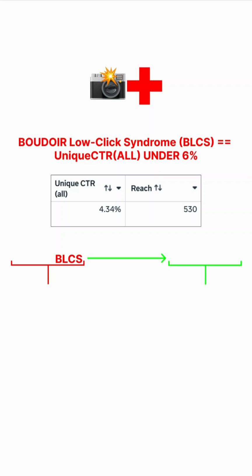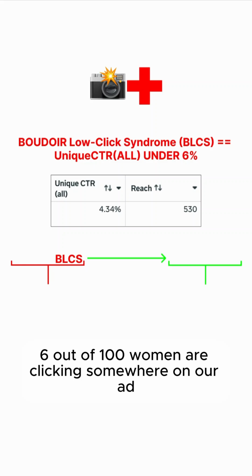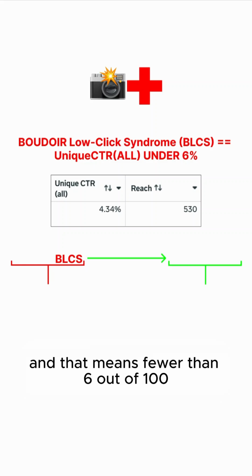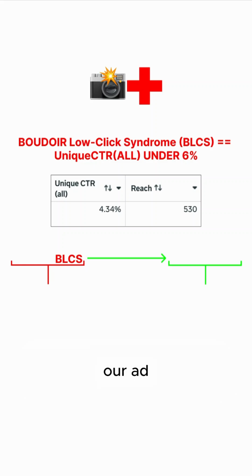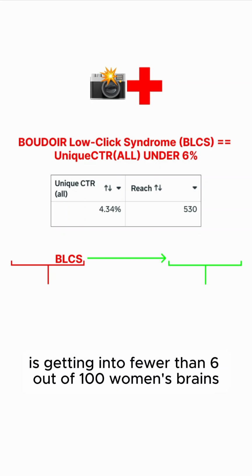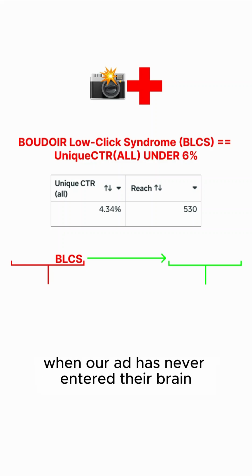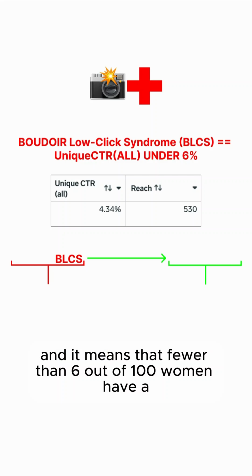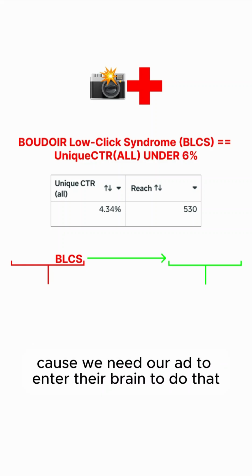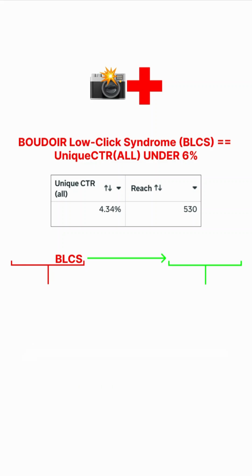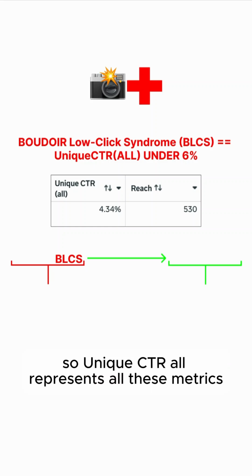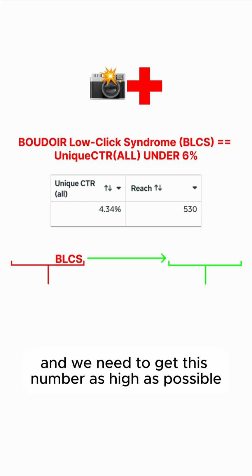Now, this means fewer than 6 out of 100 women are clicking somewhere on our ad. And that means our ad is getting into fewer than 6 out of 100 women's brains. Because if they scroll by, our ad has never entered their brain. It means fewer than 6 out of 100 women have a non-zero chance of buying from us, because we need our ad to enter their brain to do that. So unique CTR represents all these metrics, and we need to get this number as high as possible.